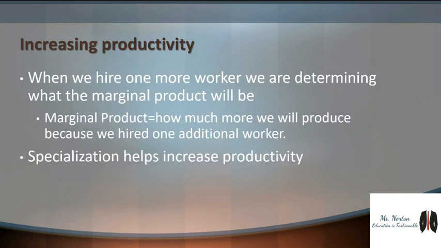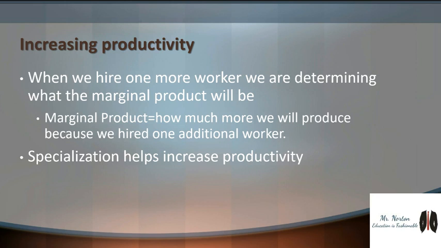When we get into it, increasing productivity. So when we hire one more worker, we are determining what the marginal product will be. And marginal product is one of your vocabulary terms, basically talking about how much more will we produce because we hired one more additional worker. Now, it makes sense, right? Me doing a job by myself, I can be only so productive. I hire a second person to help me, well, then we're going to be more productive as 2 people.